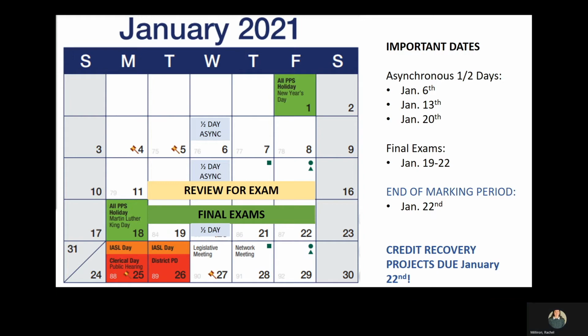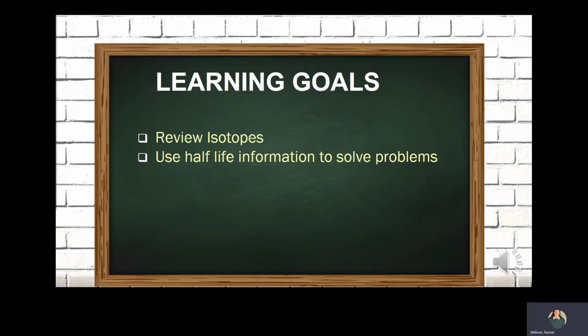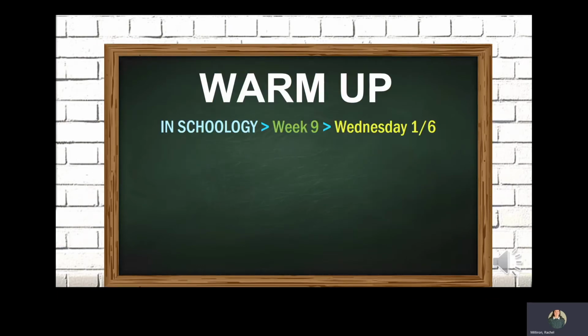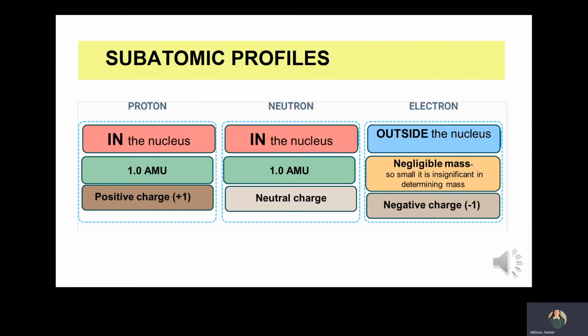For today's learning goals, we're going to continue reviewing isotopes and using half-life information to solve problems. There is a warm-up in our Schoology page, week 9, Wednesday, January 6th, and you can pause this video to go do that warm-up. Through this quarter, we've been creating these subatomic particles. We know that the protons and neutrons are found in the nucleus, while electrons are found outside, or we can think of E for exit, on the outside.